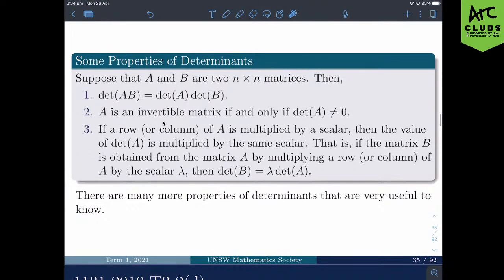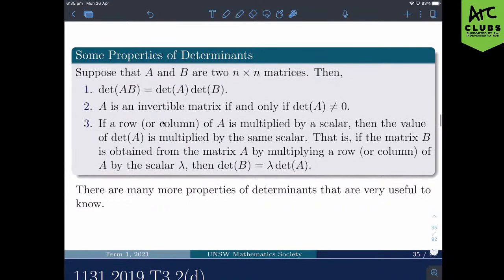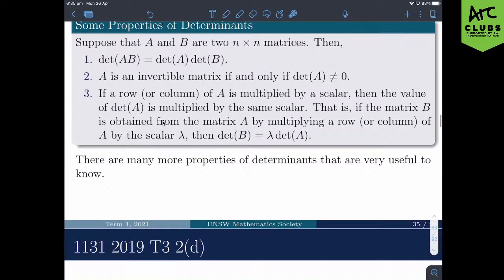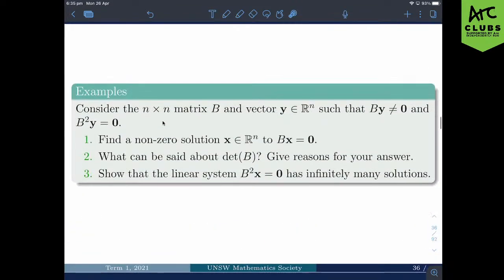Next, if a row or column of A is multiplied by a scalar, then the value of the determinant is multiplied by the same scalar. So if, say, a matrix B is obtained from the matrix A by multiplying a row or column of A by the scalar lambda, then the determinant of B is equal to lambda times the determinant of A. Okay, anyways. So now let's use that knowledge to answer some questions.